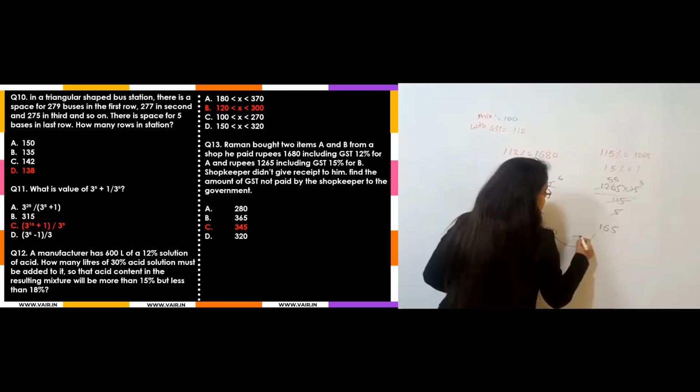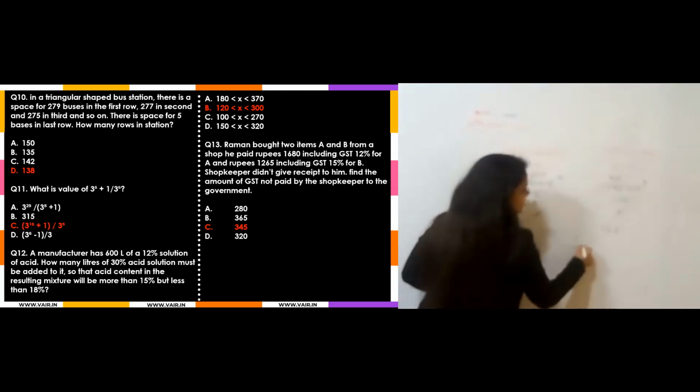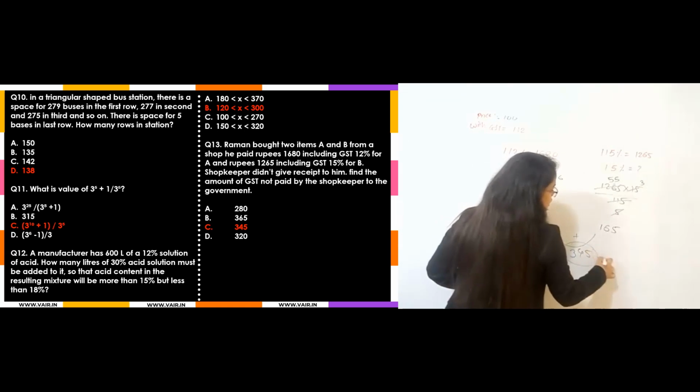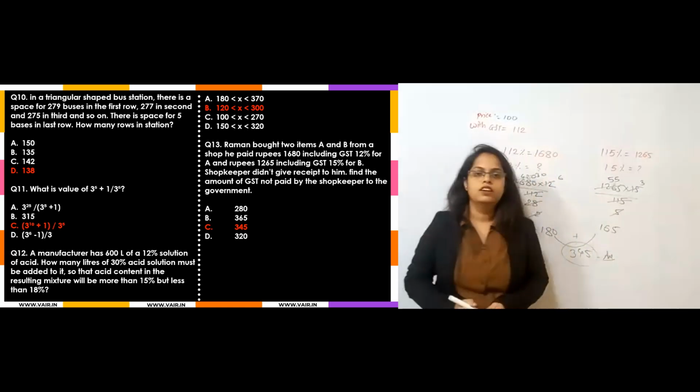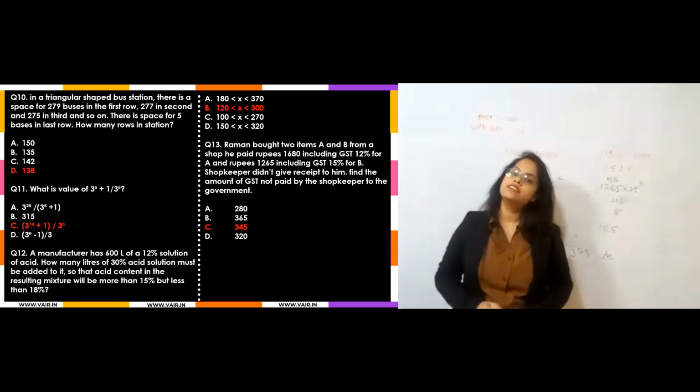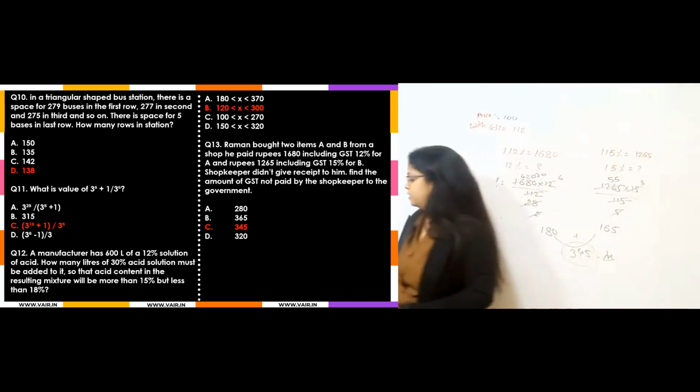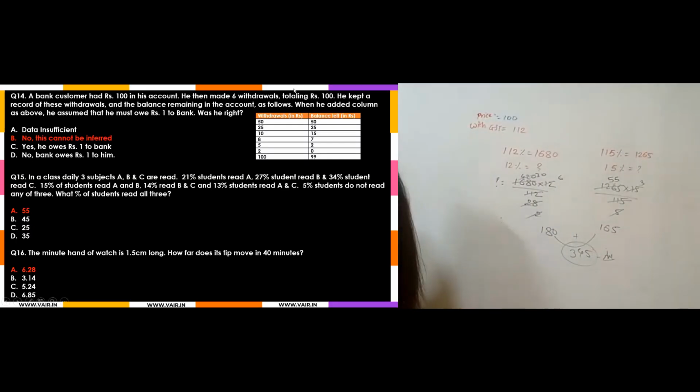So what is the total amount he had saved? It is 0, 8, 6, 14 carries a 1, 345 was your answer. So total 345 rupees he has saved. That's it. Easier. Now let's solve the next question.